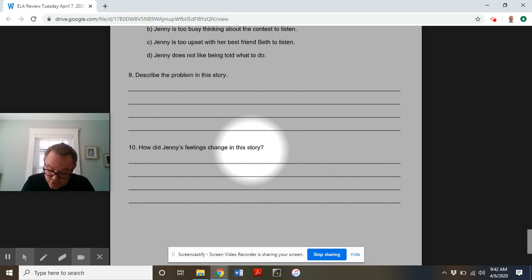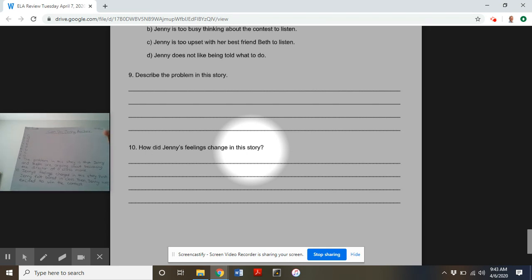Then, and this is how we're describing the change, remember, then Jenny was excited to win the contest. Read that for you one more time. Jenny's feelings changed in this story, period. First, comma, Jenny felt bored in class, period. Then Jenny was excited to win the contest.